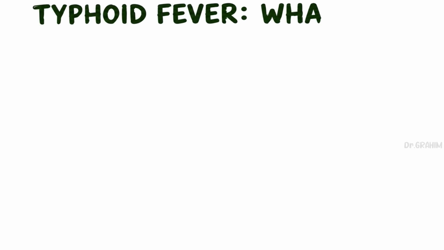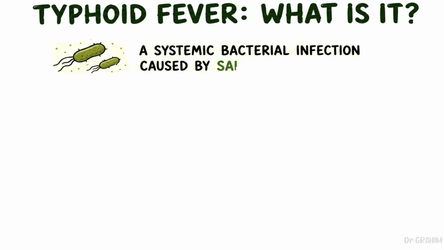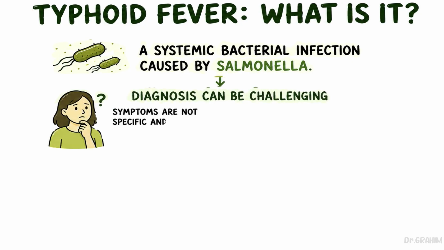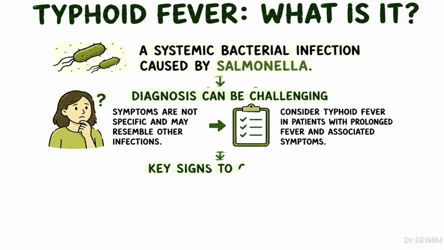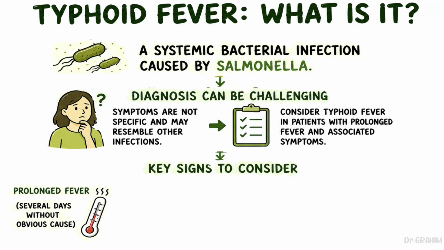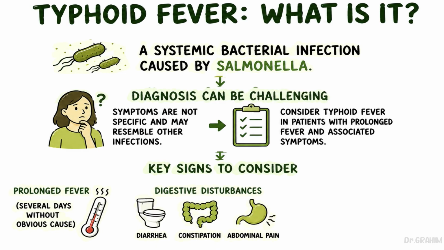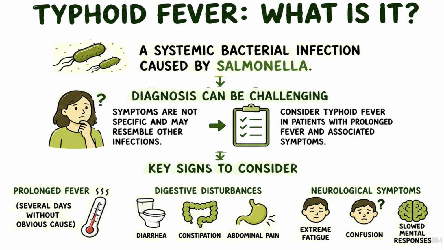Typhoid fever is a systemic bacterial infection caused by bacteria of the genus Salmonella. The diagnosis can be challenging because the symptoms are not always specific and may resemble those of other infections. This is why it is essential to consider this disease whenever a patient presents with a prolonged fever lasting several days without an obvious cause, accompanied by digestive disturbances such as diarrhea, constipation, or abdominal pain, and sometimes neurological symptoms such as extreme fatigue, confusion, or slowed mental responses.